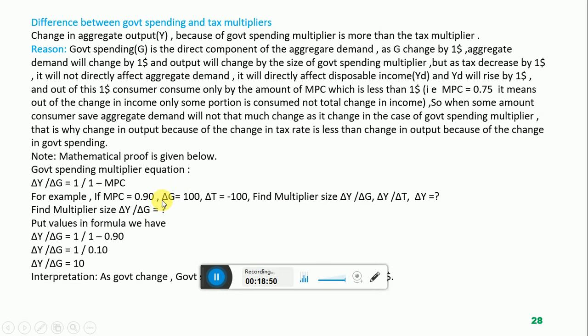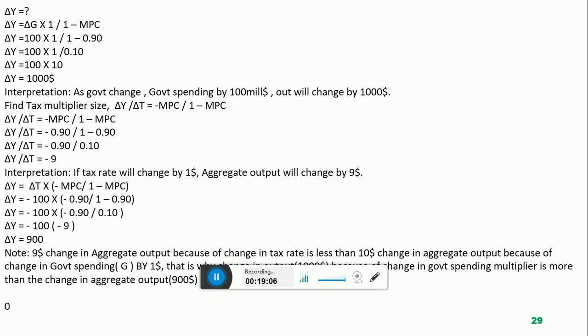I am repeating the interpretation: when the government of Afghanistan increases government expenditure by $1, as a result aggregate output of Afghanistan will change by $10. Now let me take you to the next slide. Now calculate the change in aggregate output Y because of change in G.